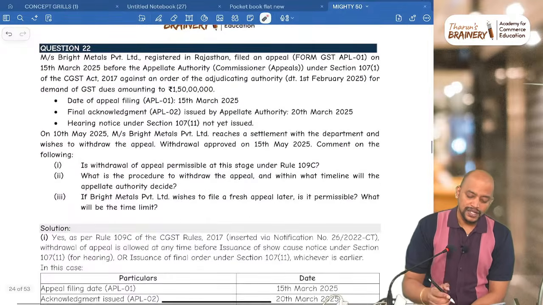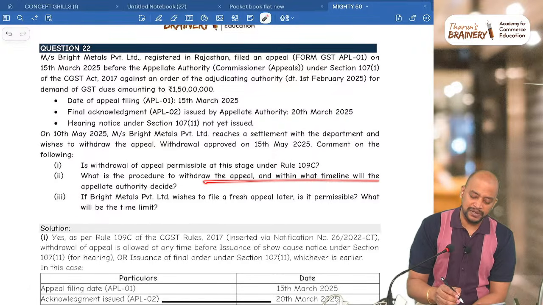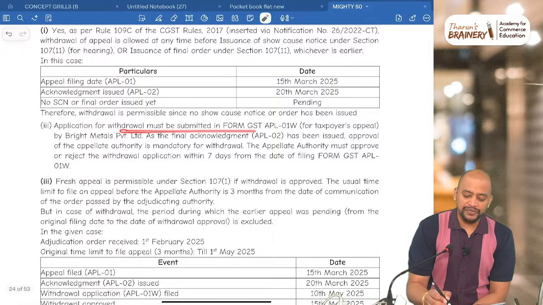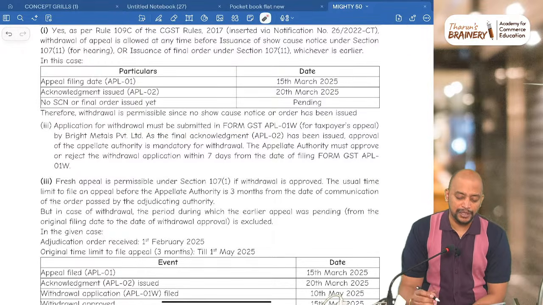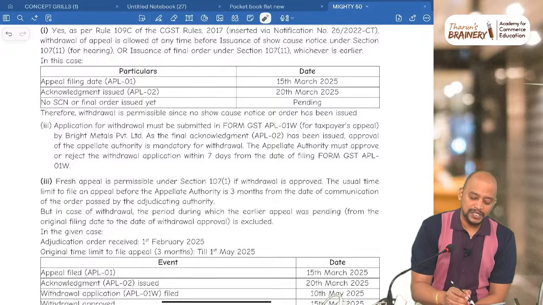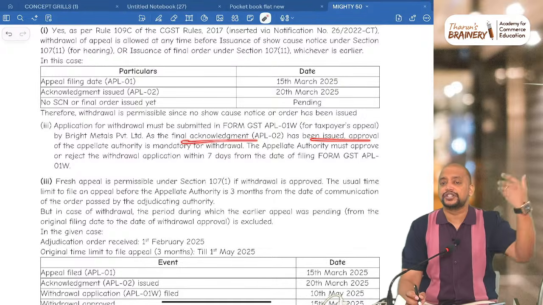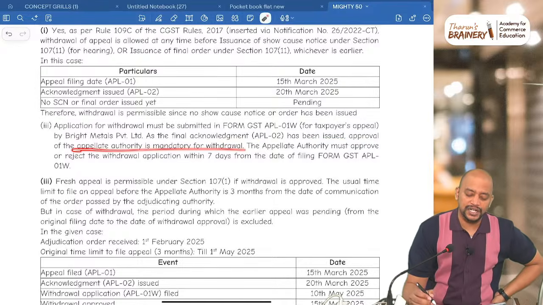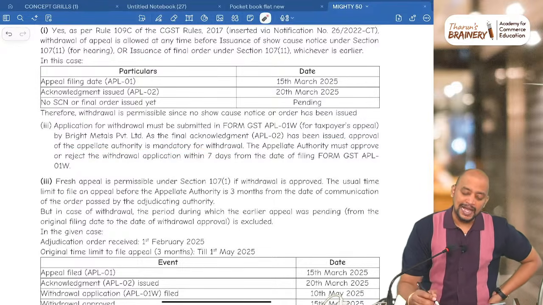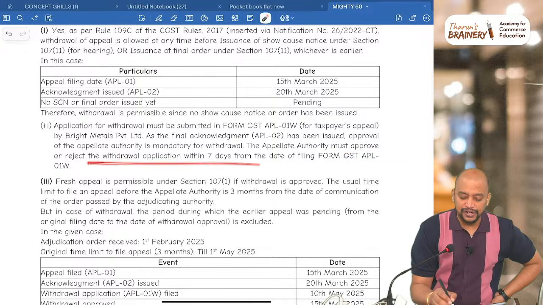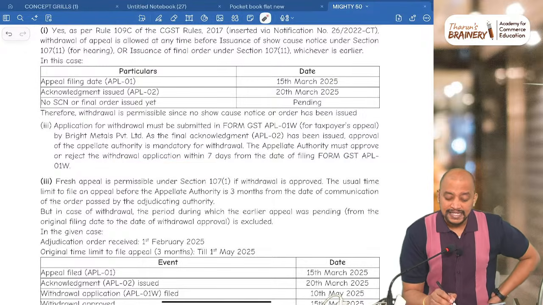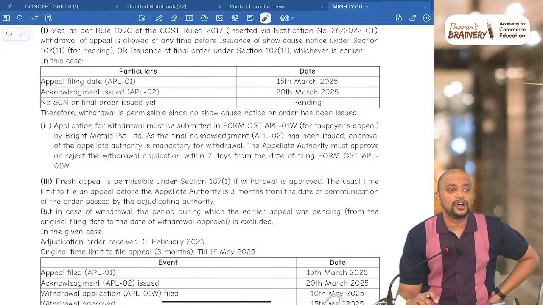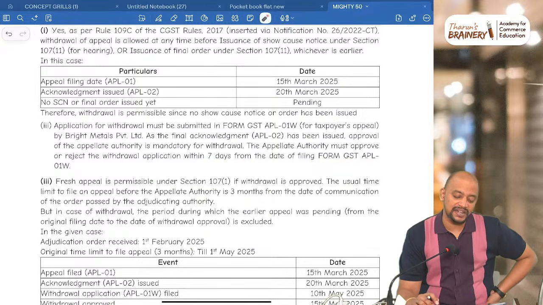Then next, what is the procedure to withdraw the appeal and what is the time limit? What is the timeline? Will the appellate authority decide? Application for withdrawal must be submitted in Form APL-01W by Bright Metals Private Limited, as the acknowledgement has been issued. As the acknowledgement has been issued, approval of the appellate authority is mandatory for withdrawal. And the appellate authority must approve or reject the withdrawal application within how many days? 7 days from the date of filing the appeal form. You understood? Within how many days? 7 days. Within 7 days.